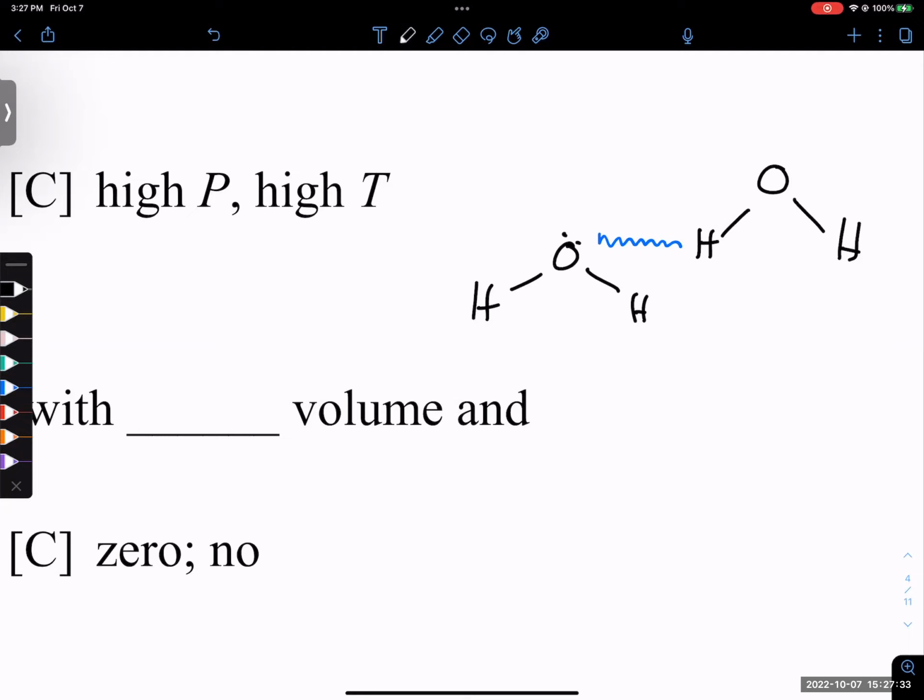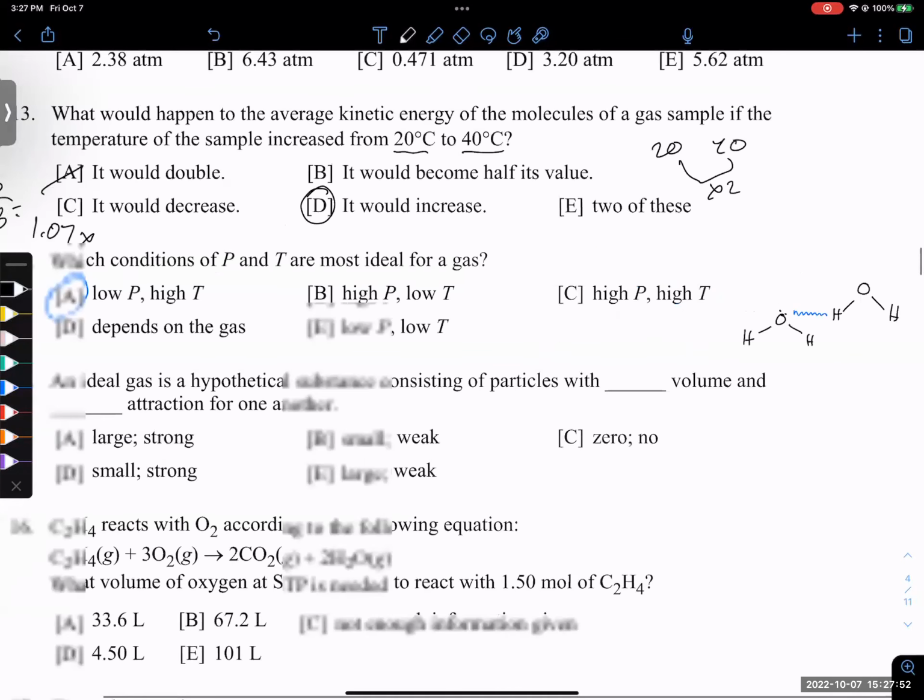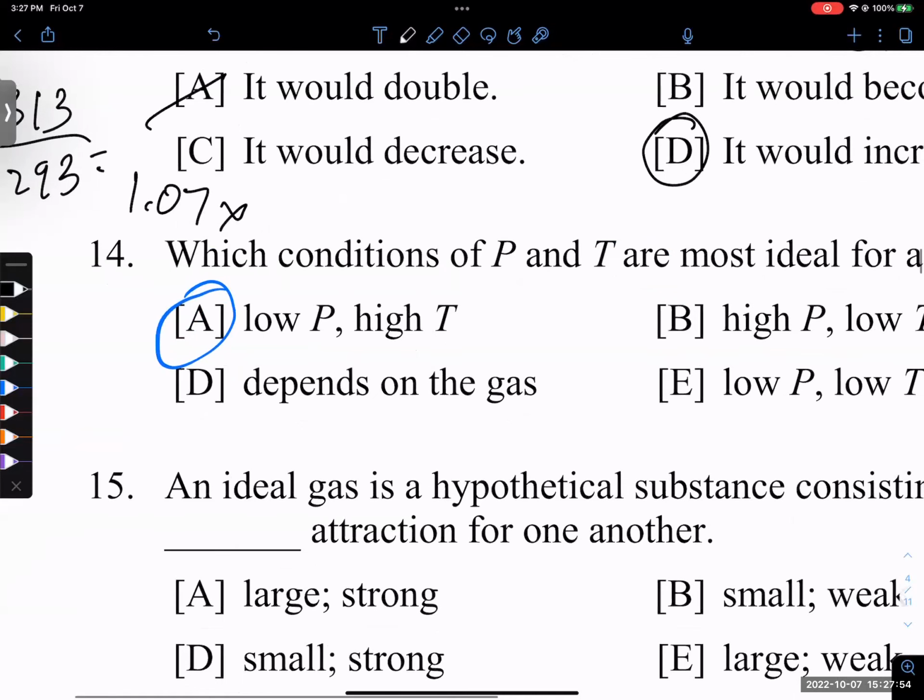Right. But isn't temperature also increasing as the pressure is high, or not necessarily? Yes, that is true when you have a closed container, but that's only in a closed system, okay? Okay. But yeah, so that's why in this scenario, you would want a low pressure and a high temperature for a gas to be most ideal.